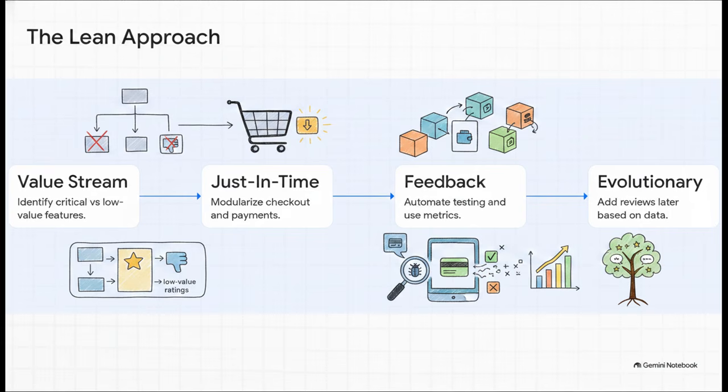Instead of building a complex rating system up front, they design a beautifully modular checkout system, so adding payment methods later won't break the whole app. Step 3, continuous feedback. They slap automated testing on the checkout to squash bugs early and use real metrics to guide what they build next. And step 4, evolutionary design. They just let the architecture evolve naturally, adding those reviews only when the user data proves they actually need them, completely bypassing those massive, panicky code rewrites.